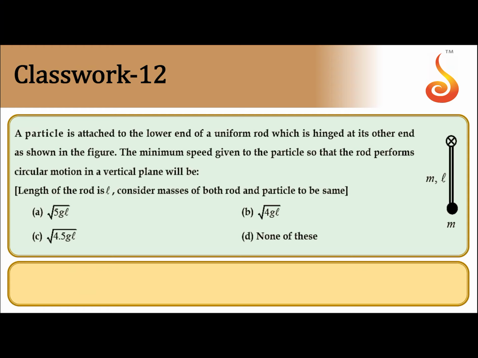Example 12. A particle is attached to the lower end of a uniform rod which is hinged at its other end as shown. The minimum speed given to the particle so that the rod performs circular motion in a vertical plane will be. Okay.